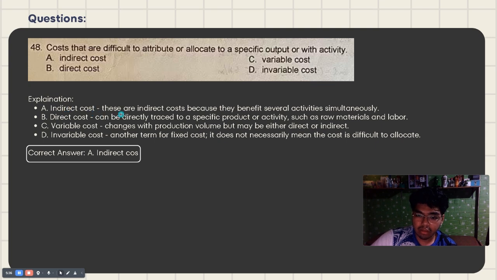A. Indirect cost. These are indirect costs because they benefit several activities simultaneously. B. Direct costs can be directly traced to a specific product or activity, such as raw materials and labor. C. Variable costs change with production volume but may be either direct or indirect. D. Invariable cost, another term for fixed cost. It does not necessarily mean that the cost is difficult to allocate. So, for the question in number 48, the correct answer is letter A, indirect cost.